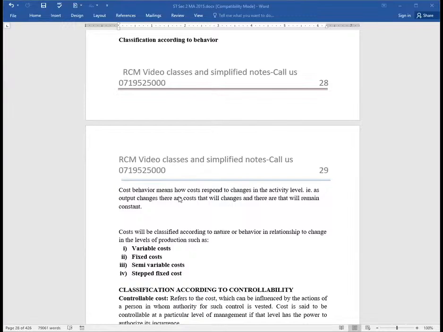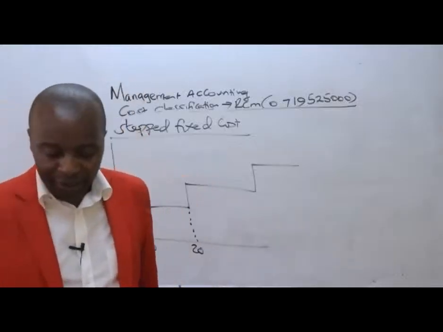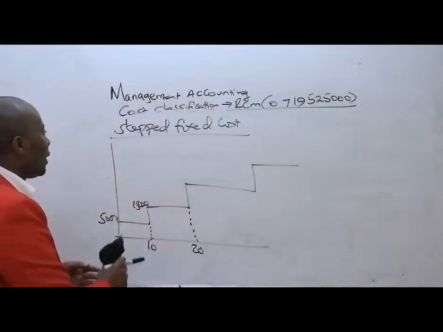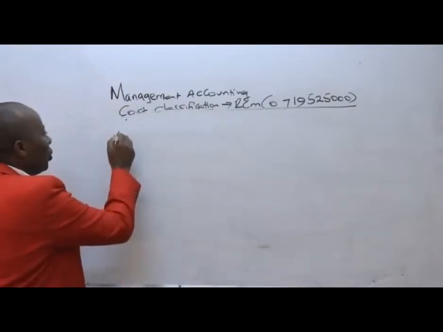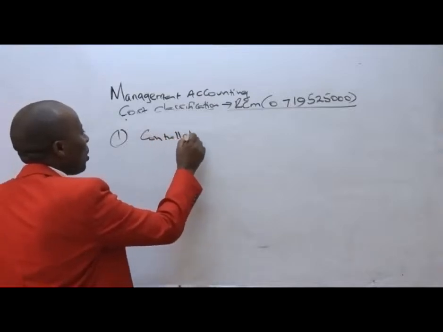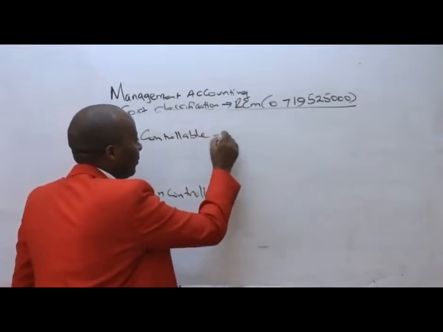Now from there, ladies and gentlemen, we've got these particular ones, which are just a walkover that we need to explain very fast. So we have classification according to controllability. Under controllability, ladies and gentlemen, we shall be having two classes. Which classes are these? Under controllability classification, we are going to be having those costs which are controllable, and those costs which are non-controllable or uncontrollable, as the name suggests.